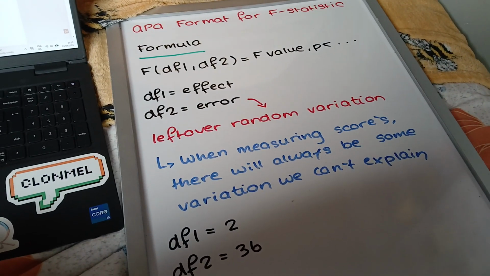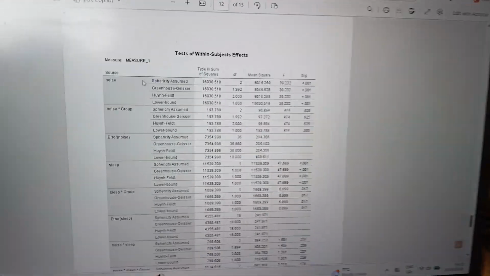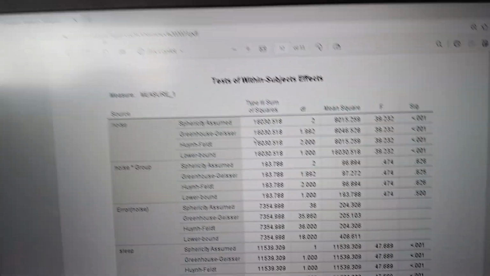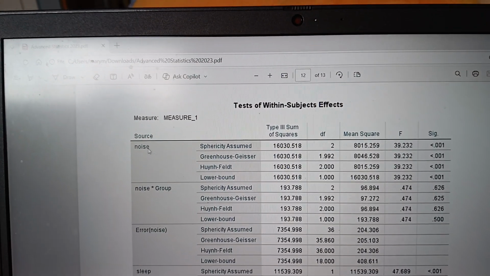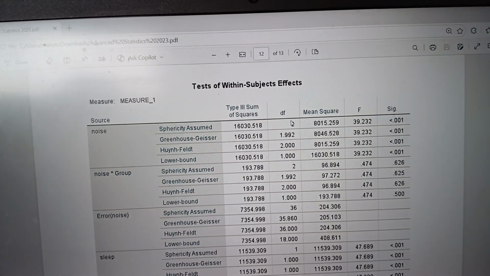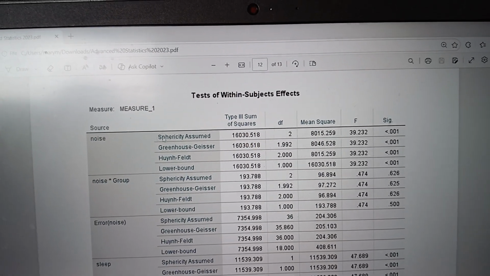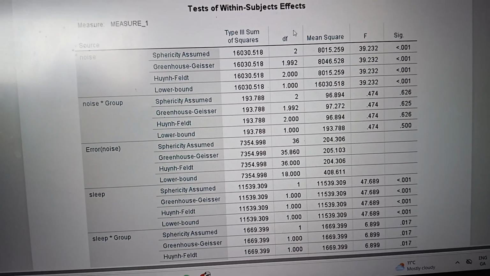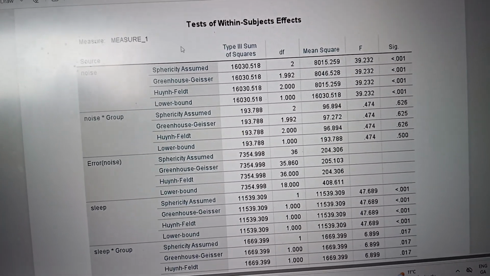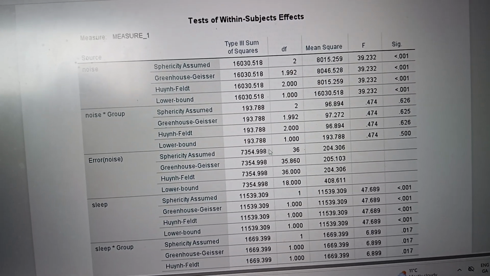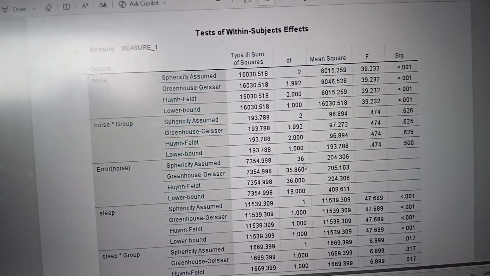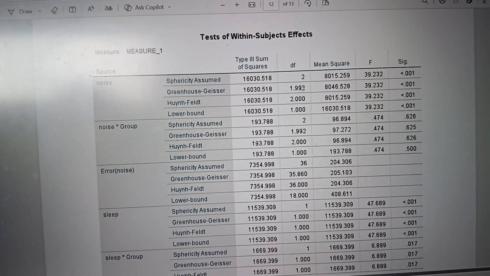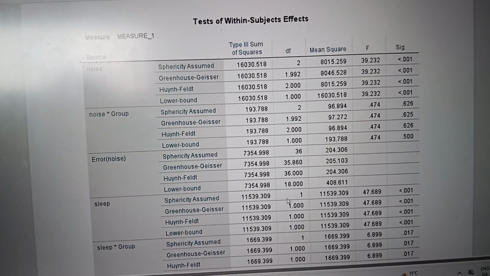To find DF1 and DF2, we go back to our table, this one here, the within subjects effect, and it's asking for noise. We already know that the degrees of freedom for noise is 2, so we have that here. Then if we go down to error noise, down to degrees of freedom, and sphericity assumed because we know that it's not violated, we go to 36. So then we know that DF1 is 2 and DF2 is 36.